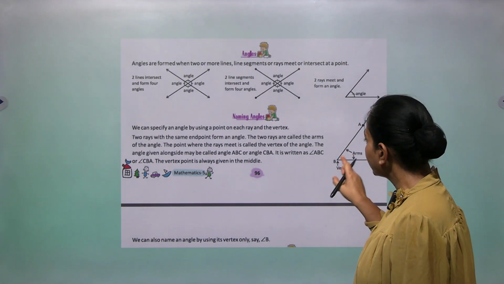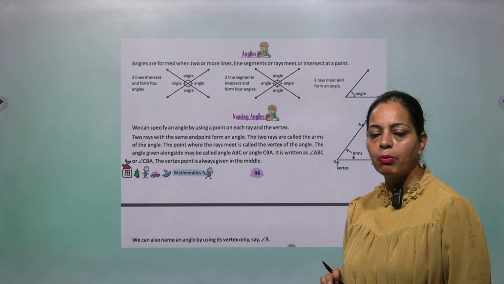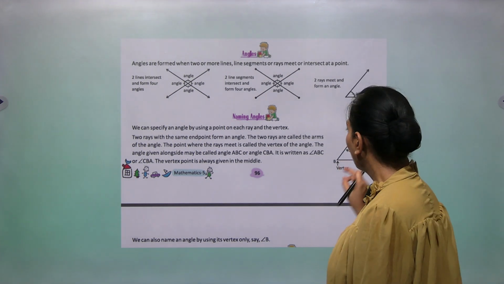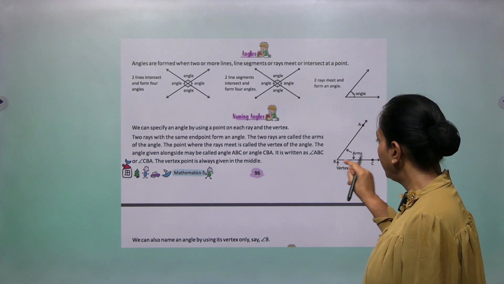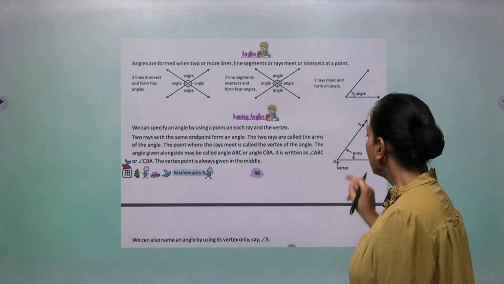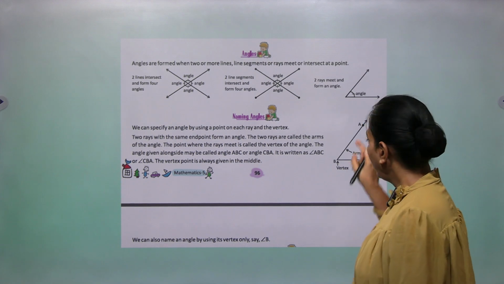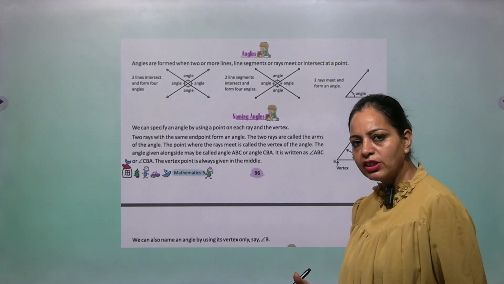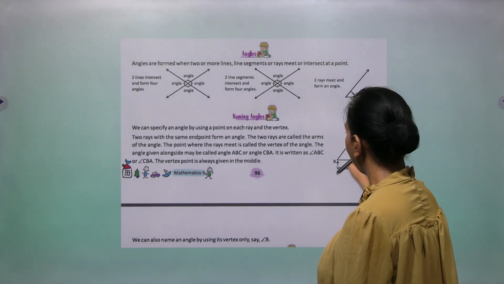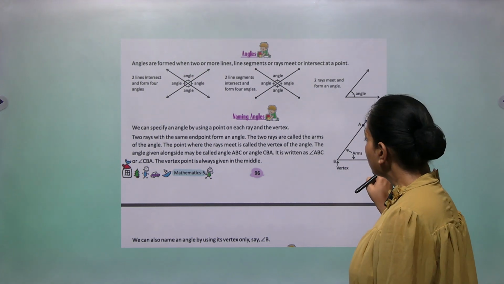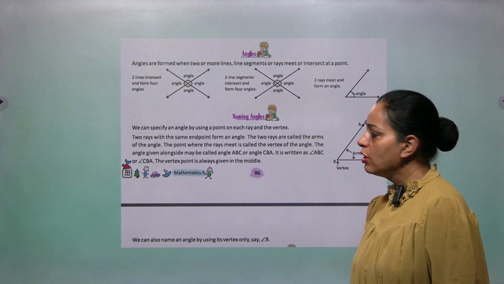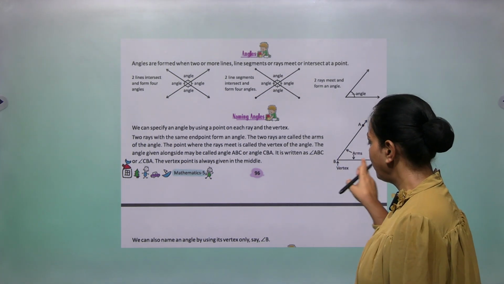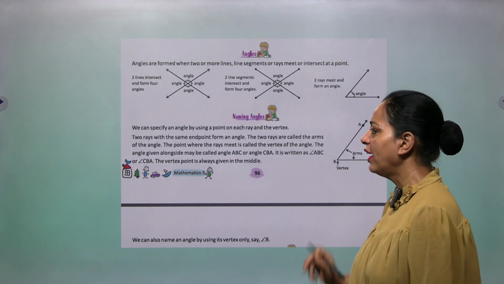और जो दो rays angle बना रही हैं उनको हम क्या बोलेंगे? Arms, right? So we are writing the letters over here like A, B, C, whatever you can write. So B is the vertex, A and C are the other points. So how we can name it? Name is A, B, C or C, B, A, or you can say angle B. So it is written as angle ABC or CBA.